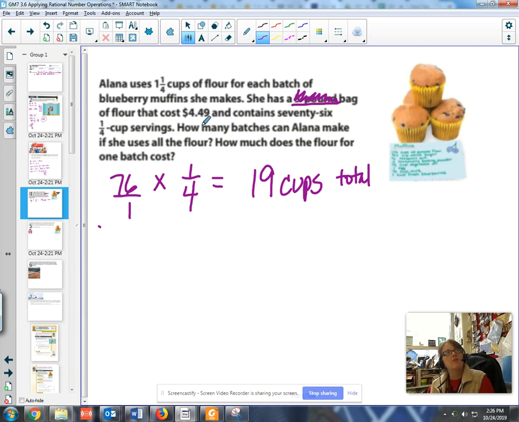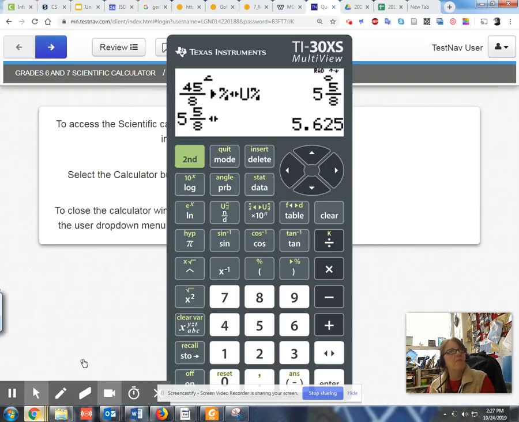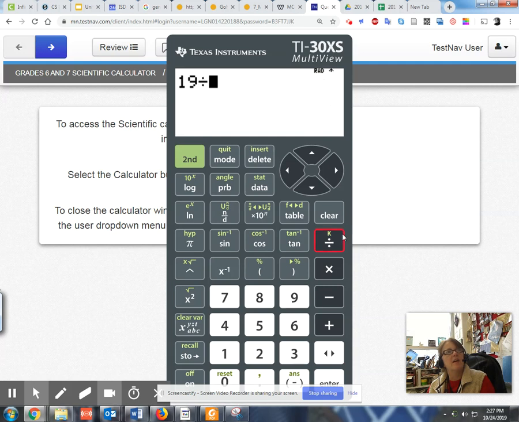Now it's asking first, how many batches can Alana make if she uses all the flour? So I'm starting with 19 cups. Each batch uses 1 1/4 cups of flour. Okay. So 19 cups divided by 1 1/4 cups per batch. Let's grab that calculator. 19 divided by 1 1/4.